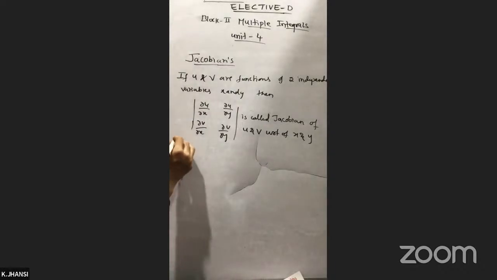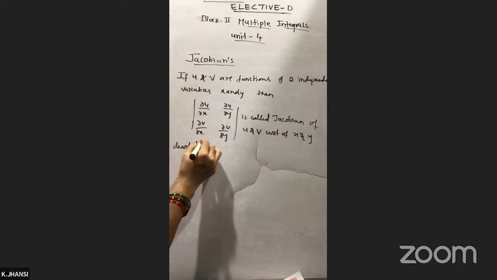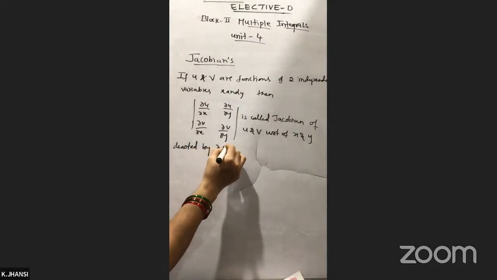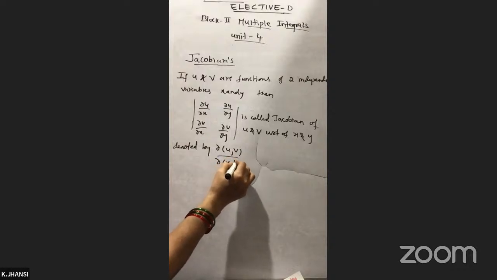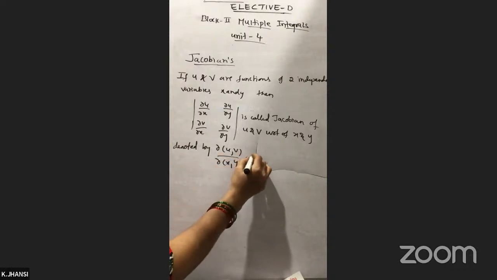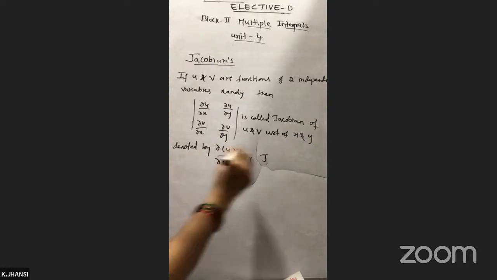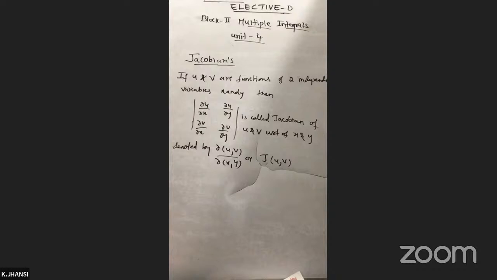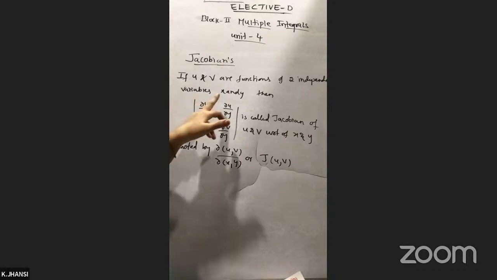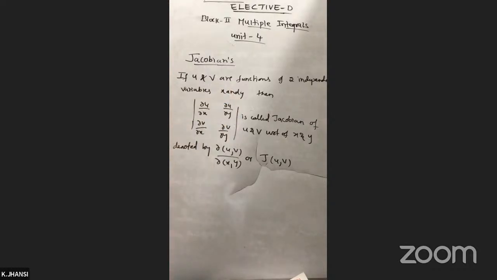Okay, so it is denoted by dou of u comma v by dou of x comma y, or even denote it as J of u comma v. Okay, this is called the Jacobian. So with respect to two independent variables it will be there, and also with respect to three independent variables it will be there.